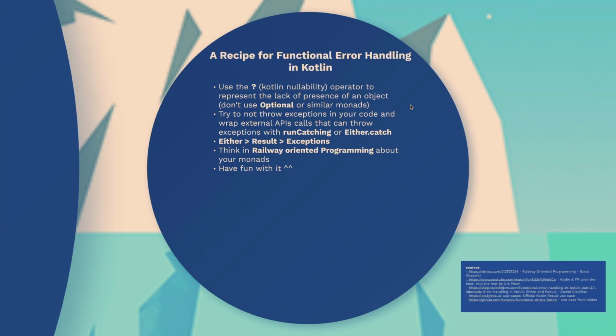Try to not throw exceptions in your code, and wrap external API calls that can throw exceptions with runCatching or Either.catch. My preference is first try to use either, because of what we just saw, then results, and then finally, if you really cannot and you don't want to deal with all the problems, just use exceptions. Also think in railway-oriented programming about your monads. So always see your code, if you want to use these types, as two tracks, and try to map it and change the formats from one way to another.